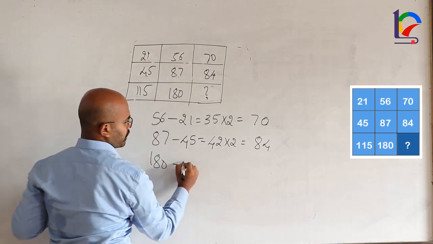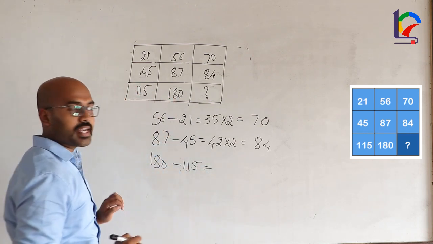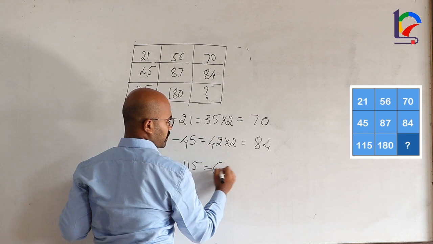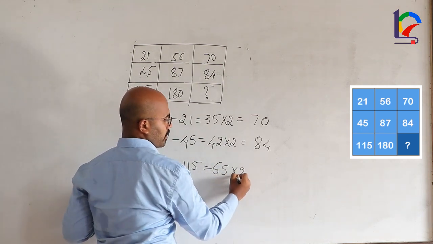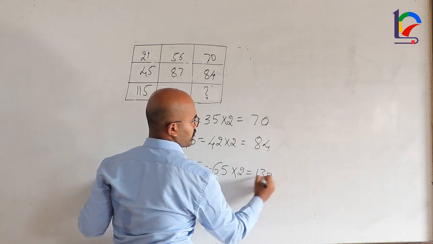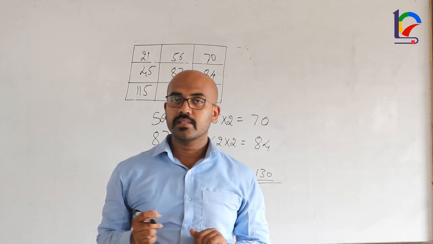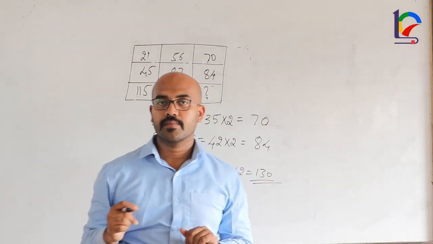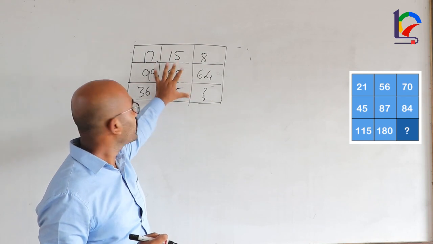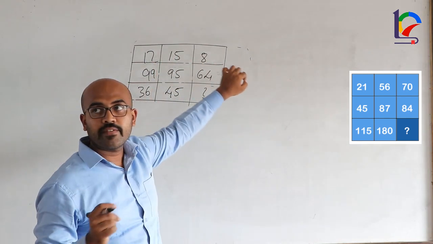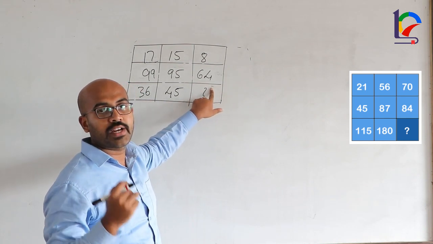180 minus 150. So what is 180 minus 150? It is 65. So here what we did, multiply by 2. Similarly here it is 130. So the answer is 130. Even here, out of these 9 cells, 8 cells have been completely filled. So the last cell is empty, which we need to find.